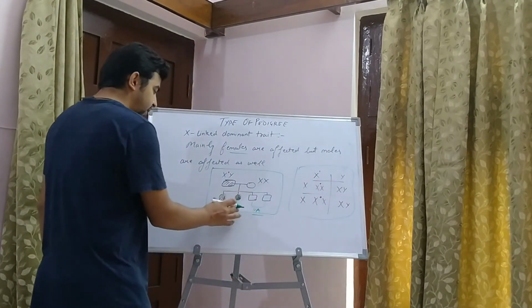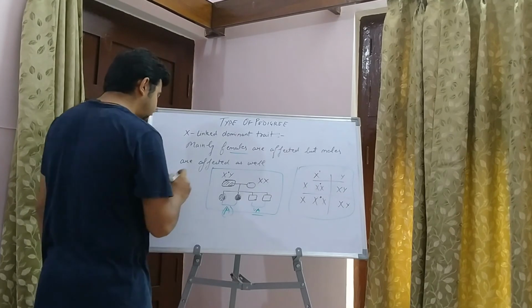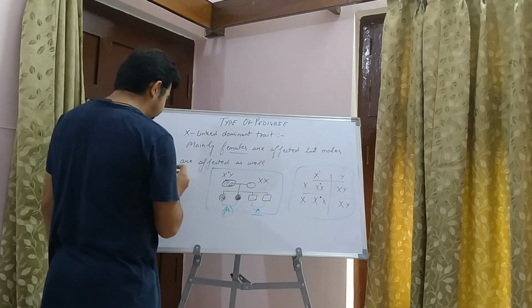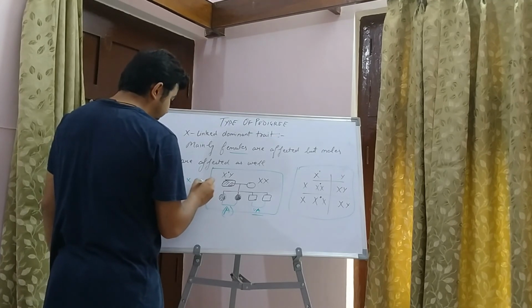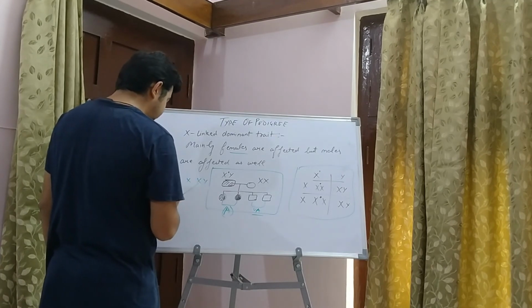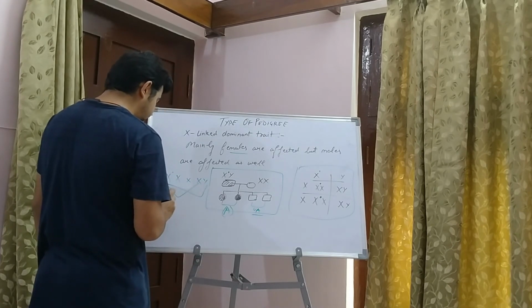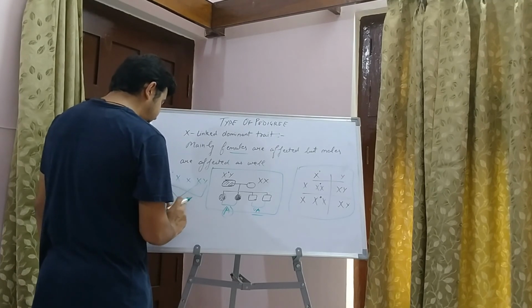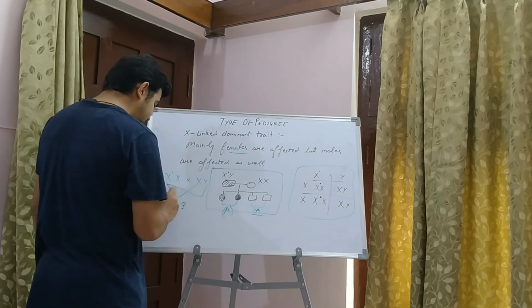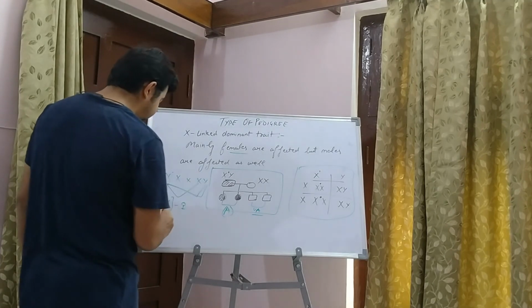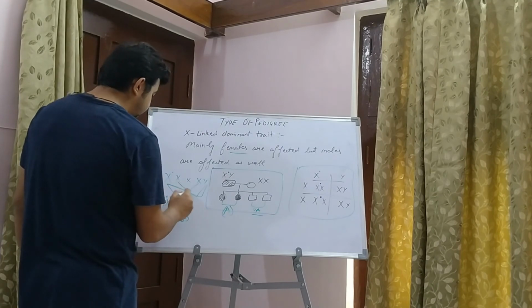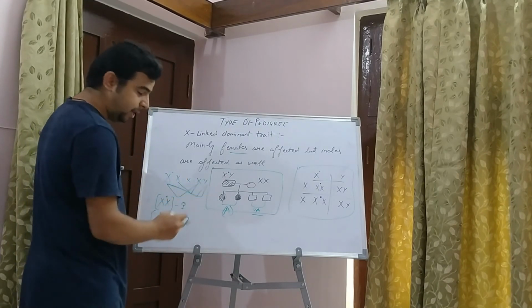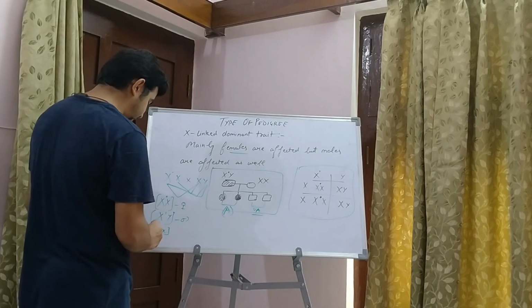But if an affected female marries an unaffected man, then of their progeny, one female will be affected, one male will be affected, and one male and one female are unaffected.